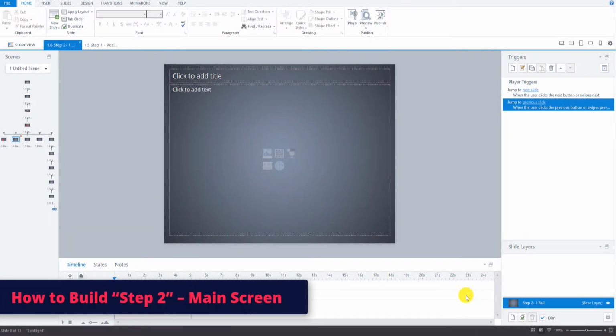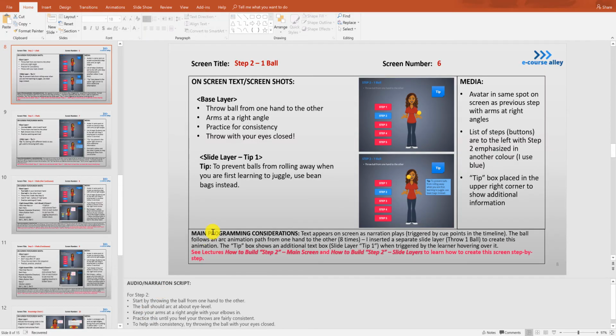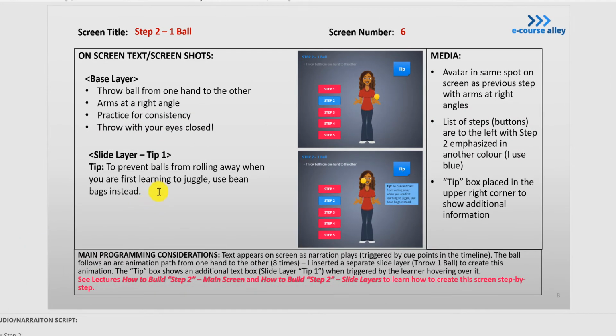Now we're going to build the step 2 slide. So let's first put the title in. Before we do that, let's just go look at the storyboard and just make sure we know what we're going to do for this slide.